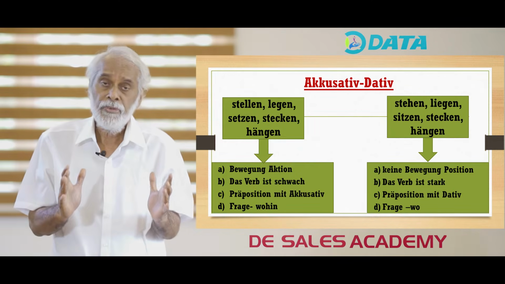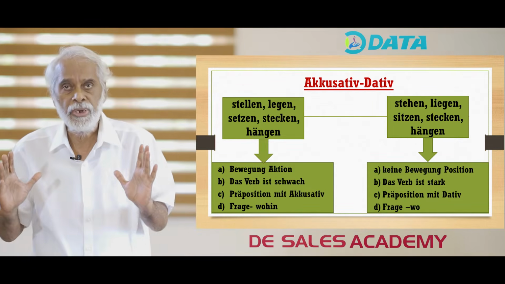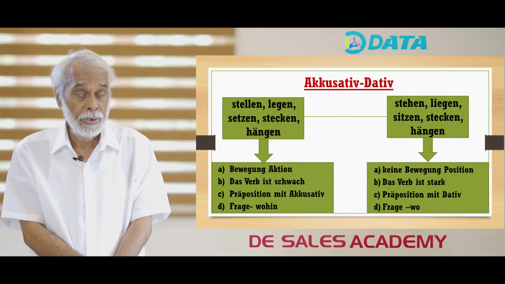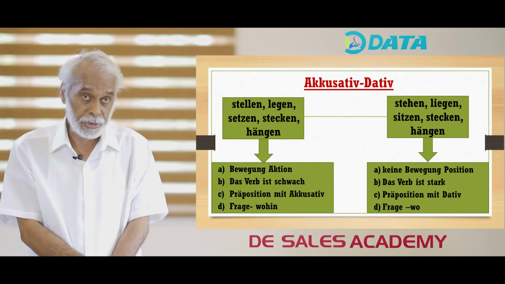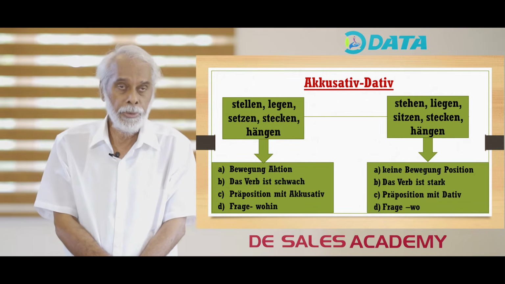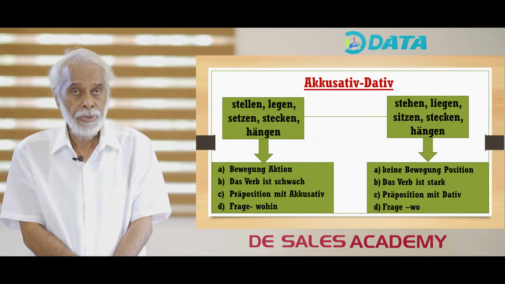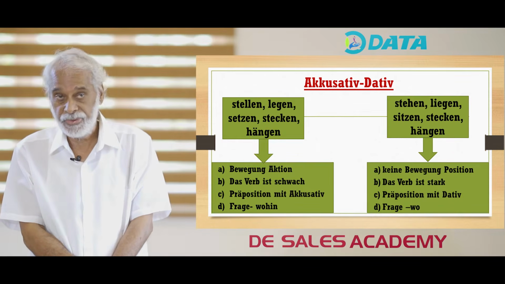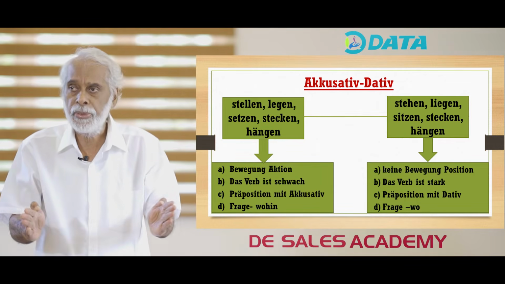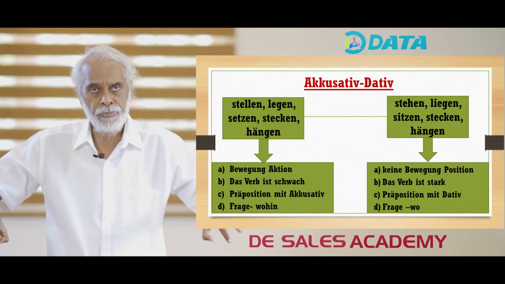And all these 5 verbs are stark. The conjugation, the preteritum and the perfect is stark. Example, stehen, stand, gestanden. Liegen, lag, gelegen. Sitzen, saß, gesessen. So that is a sharp difference between these 2 sets of verbs.